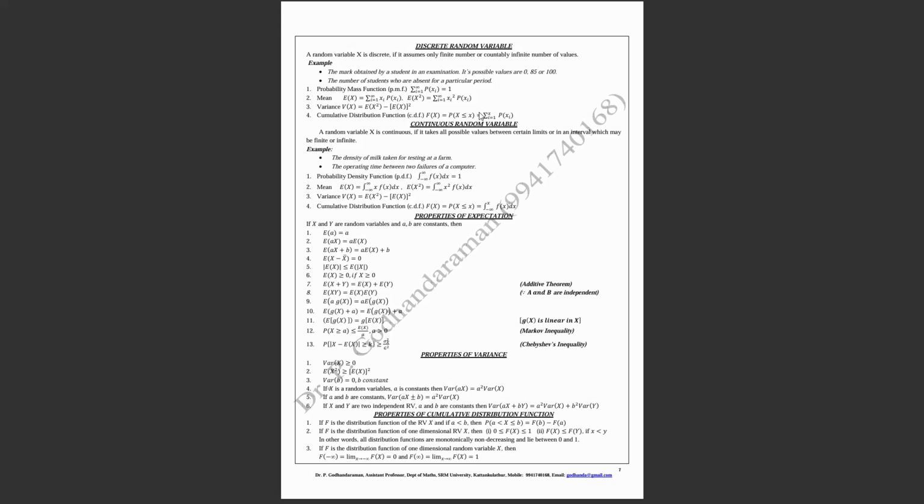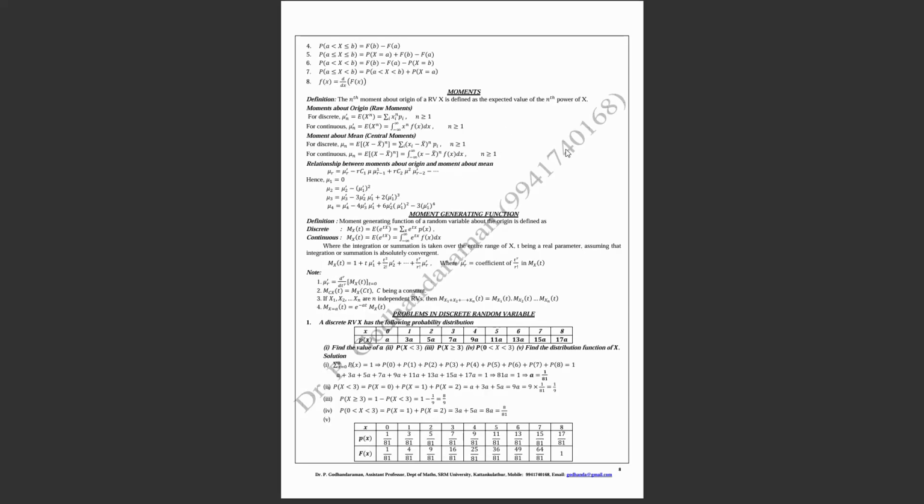We have to sum all the given p of x, which is the formula, and in the table itself we can fill the values of p of x. For example, here x is given already 0 to 8. So x is equal to 0 to 8 is the given data, and the given data for p of x is a to 17a. So for x is equal to 0, p of x is equal to a, but the a value we already got, a value is equal to 1 by 81.